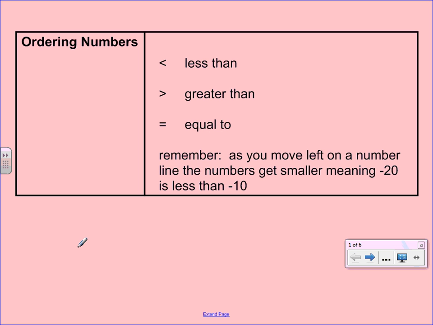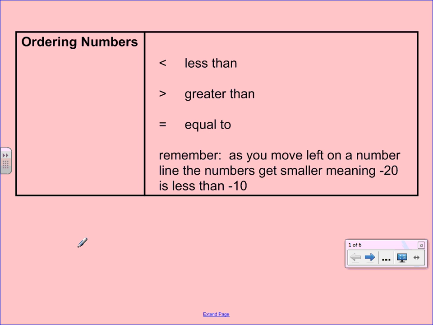The one thing you have to be careful about when you're putting numbers in order is that you're comparing numbers that are in the same form. So for example, if you're looking at a list of numbers that have fractions and decimals, it might be a good idea either to put them all in fraction form or all in decimal form.